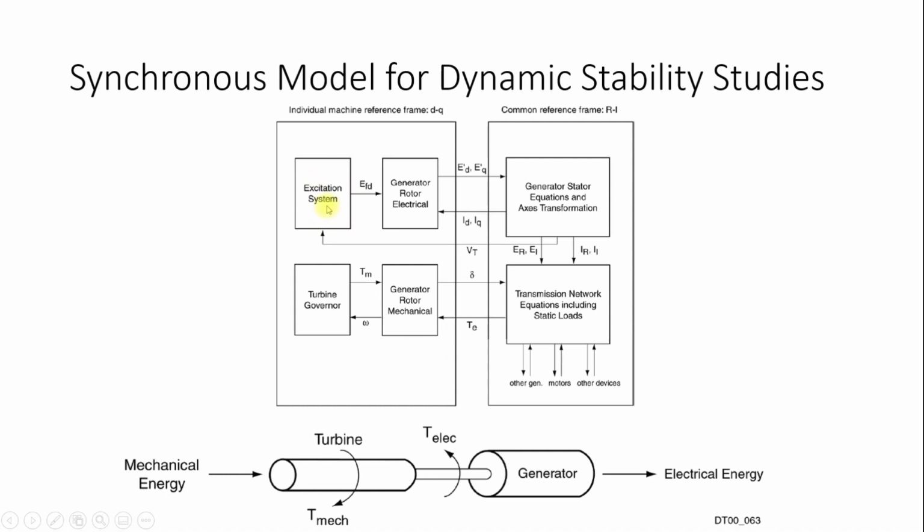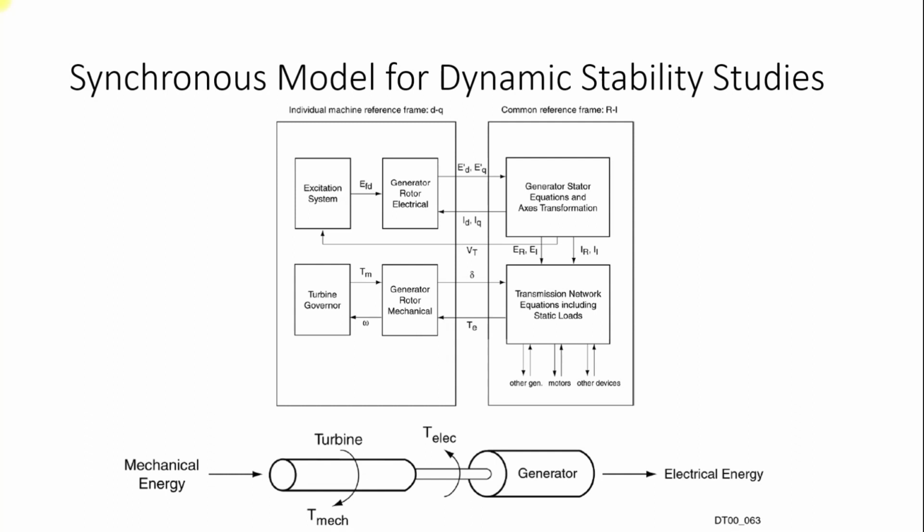This is a separate model which interacts with the generator model, and what it is going to provide is the field voltages. So the rotor is going to be energized with the help of some field current. This field current comes from the excitation system, and this provides us with the electrical attributes of the generator.